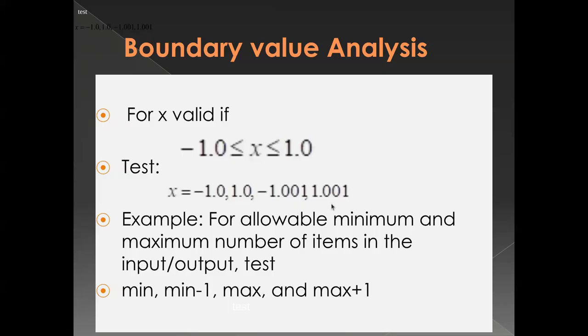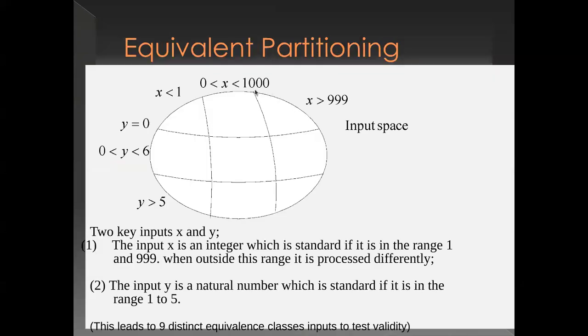-1.001, +0.1, like that. Marginal, we have to enter marginal data, for example, the allowable minimum and maximum number of items in the input. Equivalent partitioning.